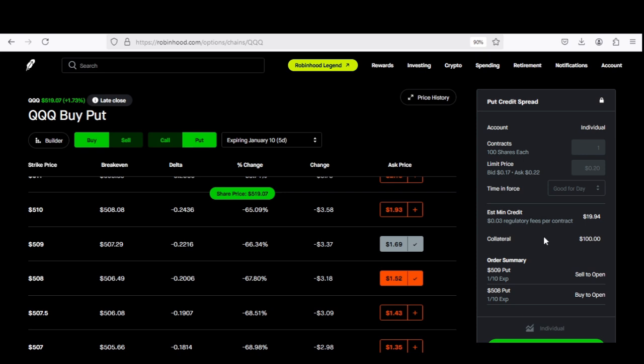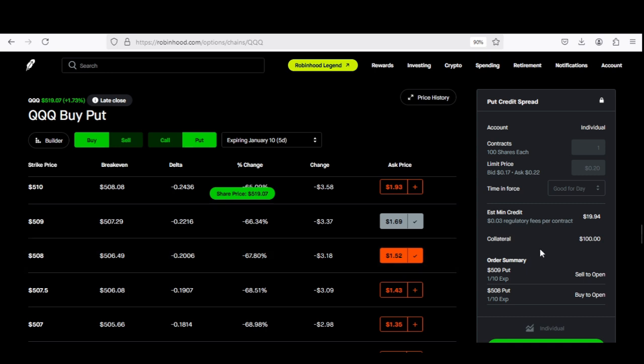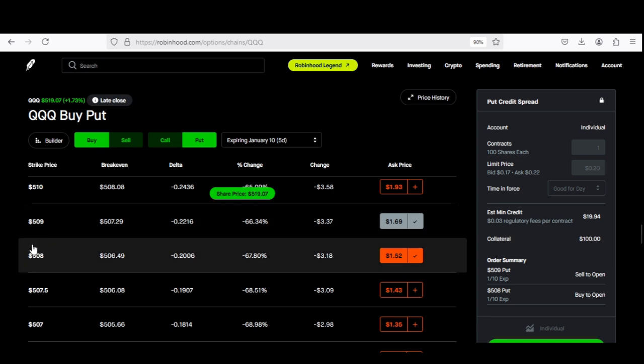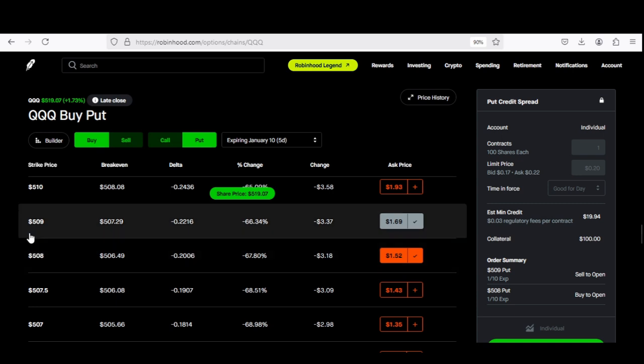Now I'm going to show you how to reduce your risk even further. So the reason why you had to leave $100 as collateral is because this trade is what's called a $1 wide spread. So the difference between 509 and 508 is going to be $1. Once again, each option contract is multiplied by 100 shares.